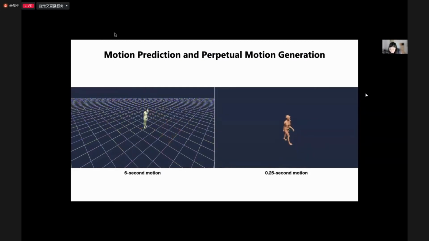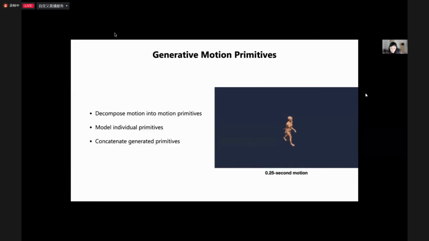But on the other hand, we see that a shorter motion is easier to model for the neural networks. And also the generated motions are much more realistic. For example, in this 0.25 second motion, we don't really observe much artifacts. So our key idea is that to model a long-term motion, or say a perpetual motion, we decompose it into motion primitives, model each individual primitive, and then concatenate them.